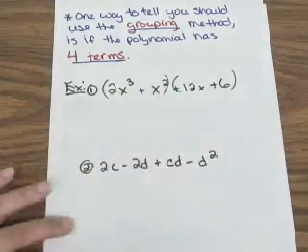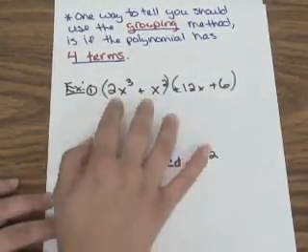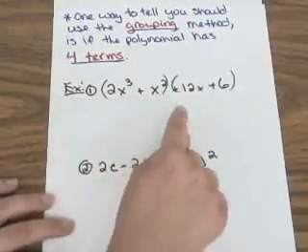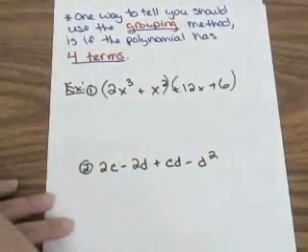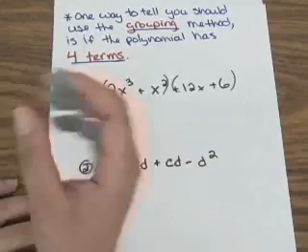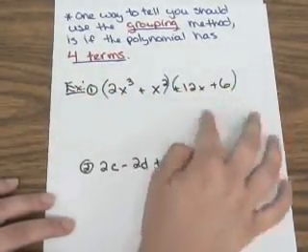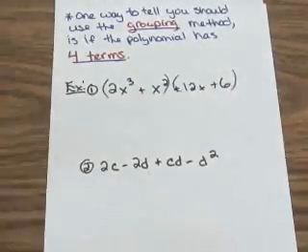So in the first group, 2x cubed and x squared, the common factor here is x squared. So when you divide this by x squared and this term by x squared, your result will go into these parentheses. 2x cubed divided by x squared leaves me with 2x.